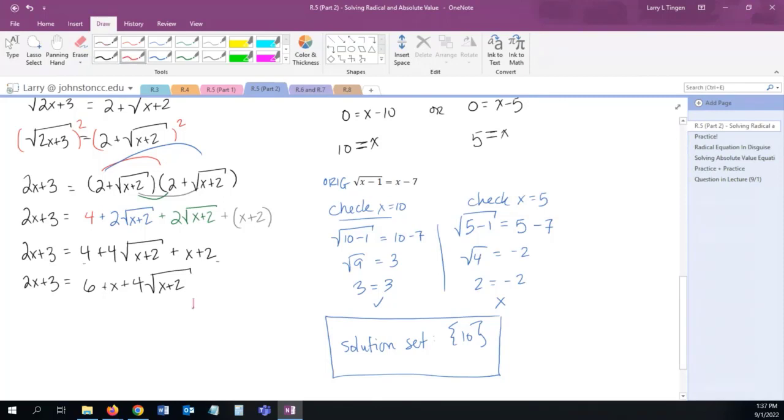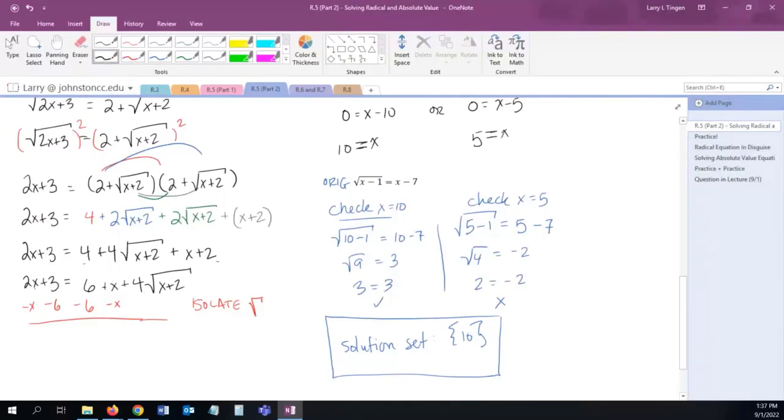Now, what am I doing? Let's pretend like we just started with this problem. What would I want to do? I would want to isolate the radical. So how do I do that? Well, I get it by itself. Subtract 6, subtract x.